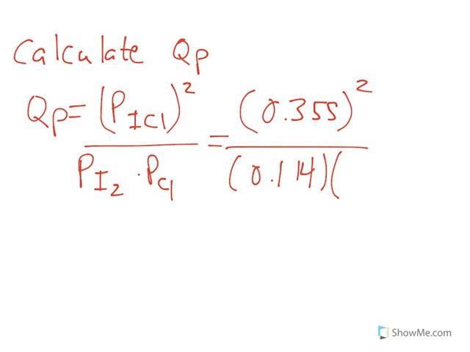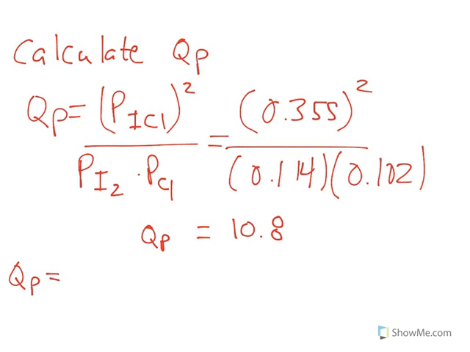0.114 times 0.102. And again, Q, much like K, is unitless, so we can drop the units as long as we're all dealing with atmospheres here. If they were all in millimeters of mercury, that would be totally fine too. As long as they're all the same units, that's all we care about. So I'm going to go ahead and multiply these out, and I get a value of 10.8. And that's my QP.